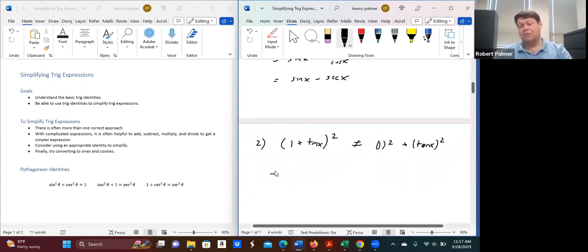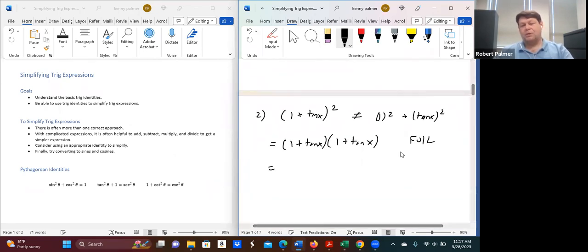What this is equal to is, just like x squared means x times x, we have to write it twice. It's the same as 1 plus the tangent of x times 1 plus the tangent of x. And then we can multiply that. Here what we're going to do is FOIL, just like we do with a binomial. F means first, so our first terms, 1 times 1 is 1. Our outer terms, 1 and positive tangent x, is just tangent of x.